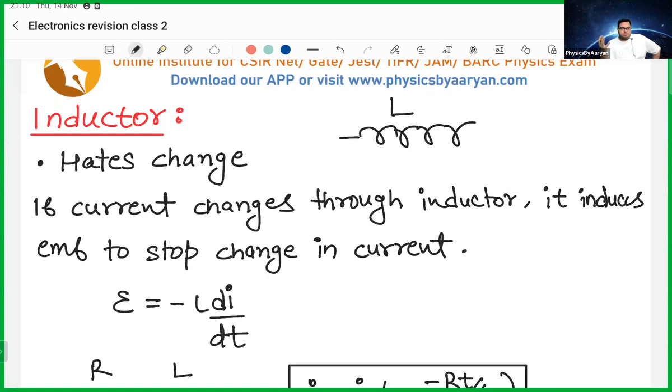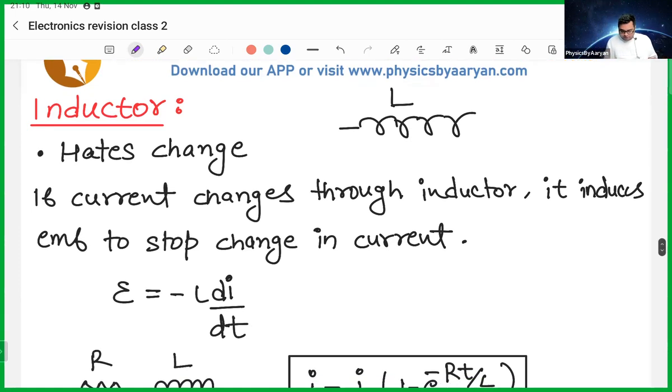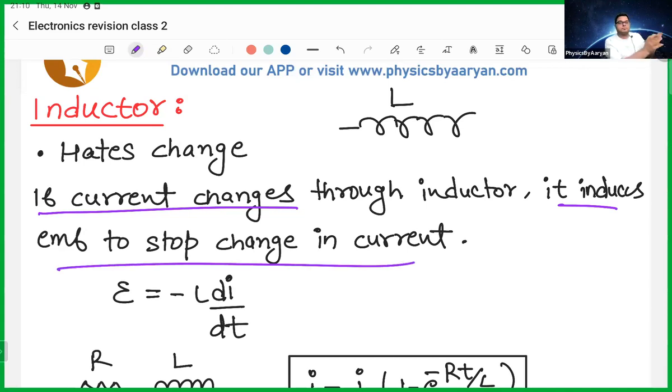How does an inductor behave? We want to know how the capacitor and inductor behave in a circuit. What an inductor does is that an inductor hates change. An inductor does not like change. It is the reverse of a capacitor. A capacitor used to like the change, but an inductor hates the change. So if the current through the inductor changes, the inductor will not like that, and it will induce some EMF to stop that current.